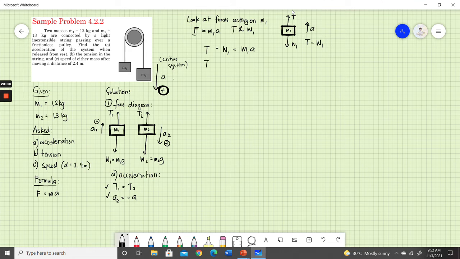So we're going to have T minus M1g equals M1A. M1g is equal to weight 1. I just substituted the value of weight with M1g. And now we can have this as our first equation to remember. So this is equation number 1.